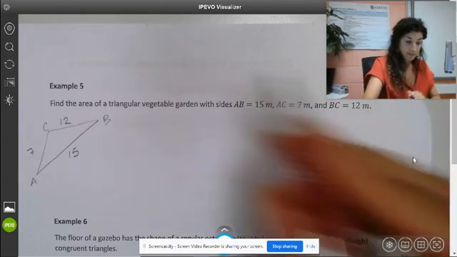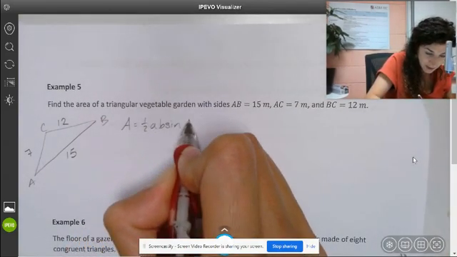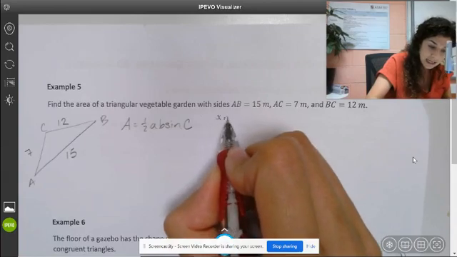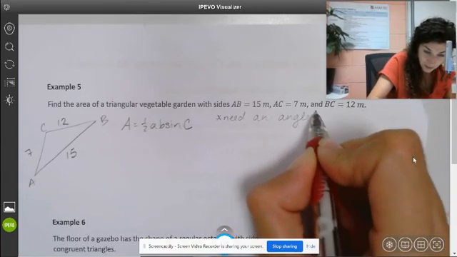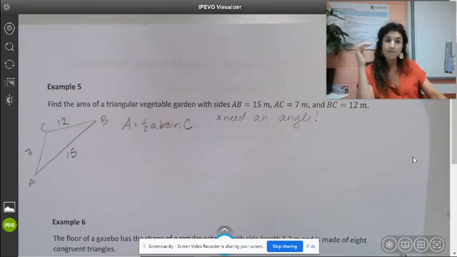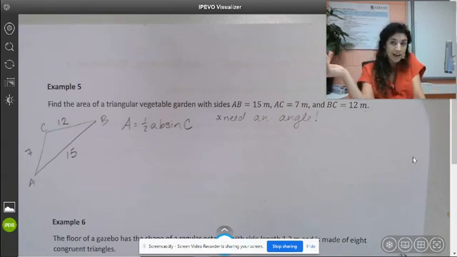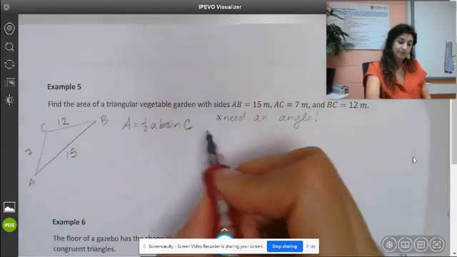So we want to find the area. So first I'm going to write down area equals 1/2 AB sine of C. And I notice that I need an angle. So we've been given some information, but not all. So we have a few steps in order to get to what we need to do. So we need to find C or any of the angles. It doesn't matter. Try and think about which law we would use to solve for this angle.